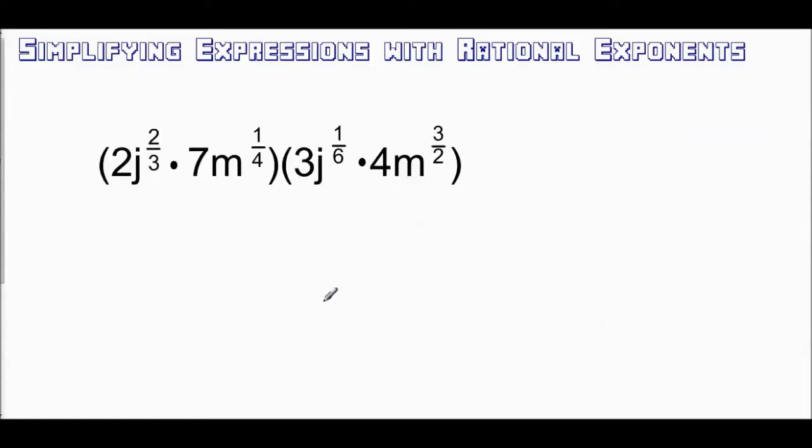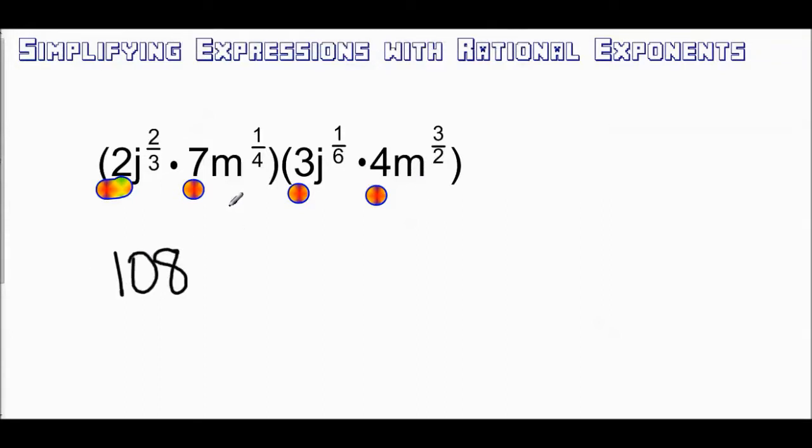Let's put all of that together into this big, crazy expression. All of these are multiplying. It's 2 times j to the 2/3 times 7 times m to the 1/4 times 3 times j to the 1/6 times 4 times m to the 3/2. So let's mark the ones that I can multiply together. I know I can multiply the coefficients 2, 7, 3, and 4. So 2 times 7 is 14. And then 14 times 3 would be 52. 52 times 4 would be 108.